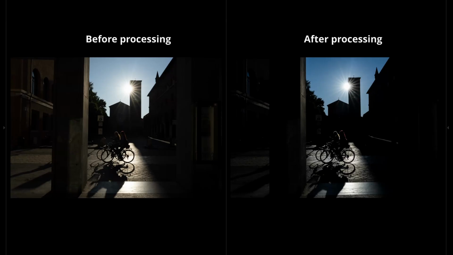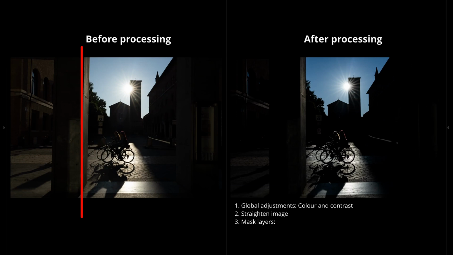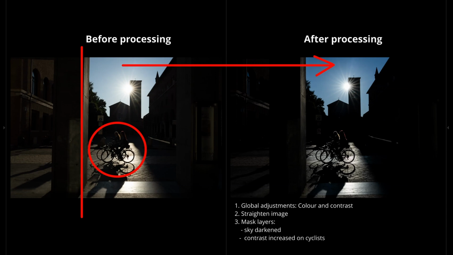Here are the before and after versions of one of the images in Lightroom. Firstly, I've adjusted the overall colour and contrast to my liking. And next, I've straightened the image so that all of the vertical lines are actually vertical. And lastly, a couple of local area corrections, or mask layers as Lightroom calls them. First, the sky has been darkened to accentuate the blue and make a feature of the sun star. And last of all, I've boosted the contrast on the two cyclists in the scene to emphasize that they are the main point of interest in this composition.